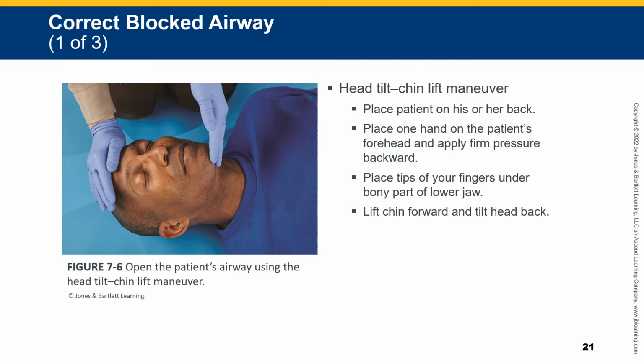Remember that the mandible is an edgy bone, meaning that if you press too far back, you're pressing the tongue into the roof of the mouth, and you won't succeed in opening their airway. So make sure that your fingers are placed on the bony part of the mandible when doing the head tilt chin lift.